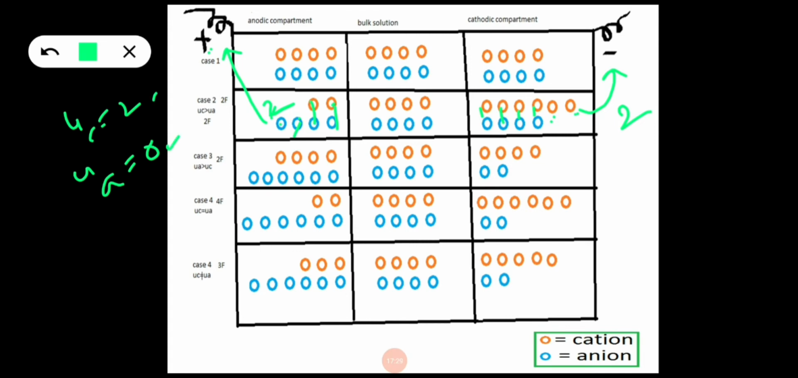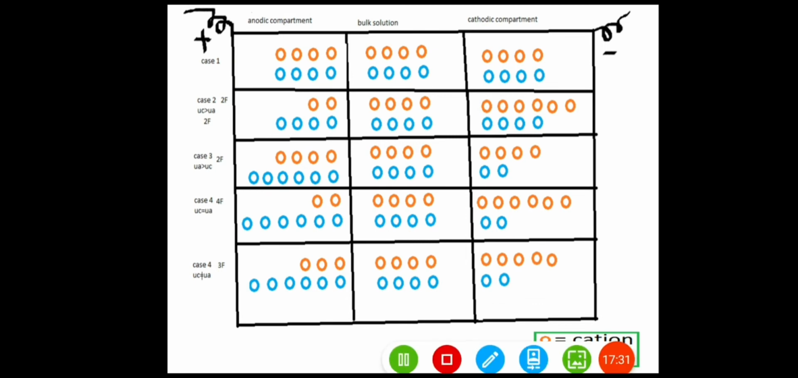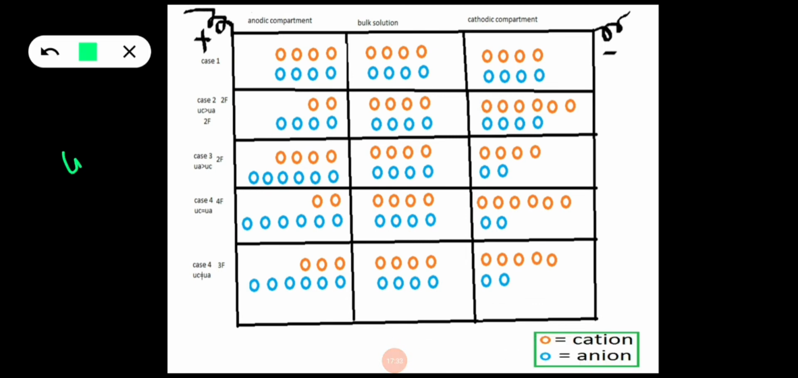is different. Now, let us take one more case. If the speed of anion is 2 and the speed of cation is 0, so cations do not move towards the cathode, but only anions will come towards the anode. Anions we have given with blue circle. So 2 anions here moved. This is the initial concentration. From this the case is this one. Speed of anion is 2 and speed of cation is 0.